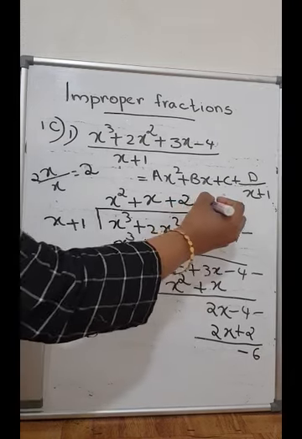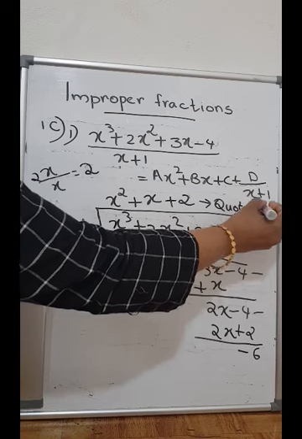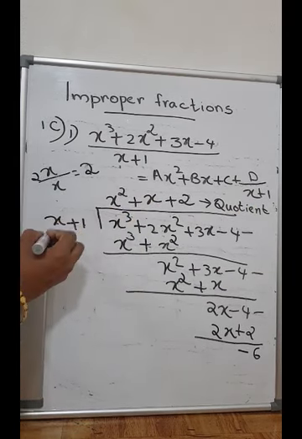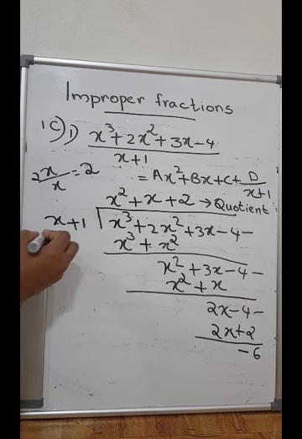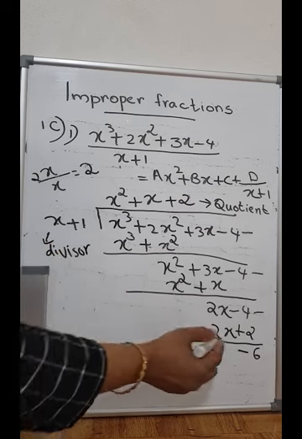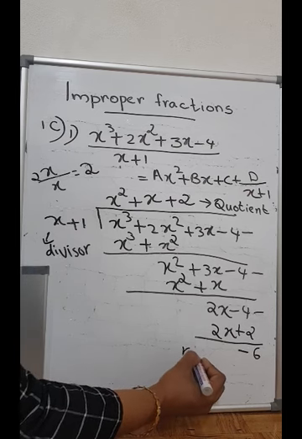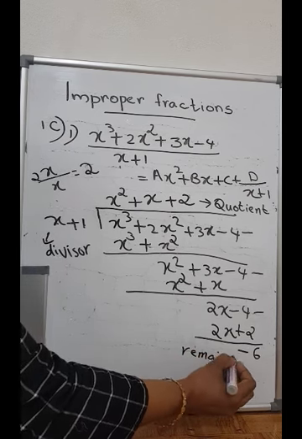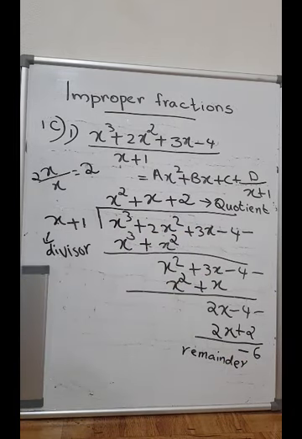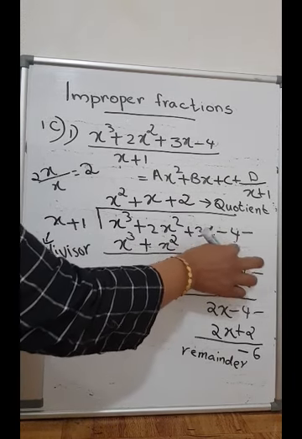Now you see, this is our quotient, the answer we are getting after division. This x plus 1 with which we are dividing is our divisor. This is our remainder, minus 6. This is the polynomial that we divided, let it be f of x.